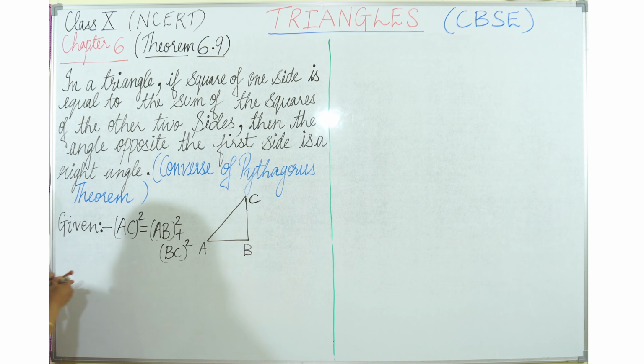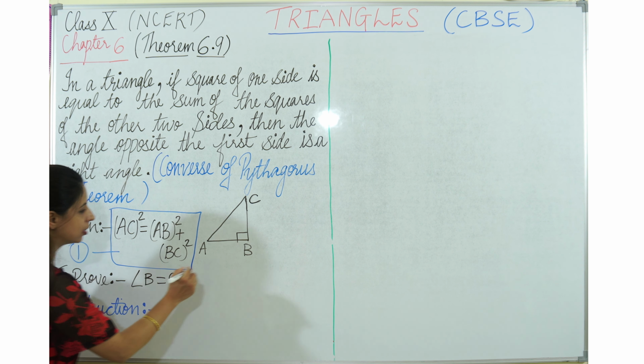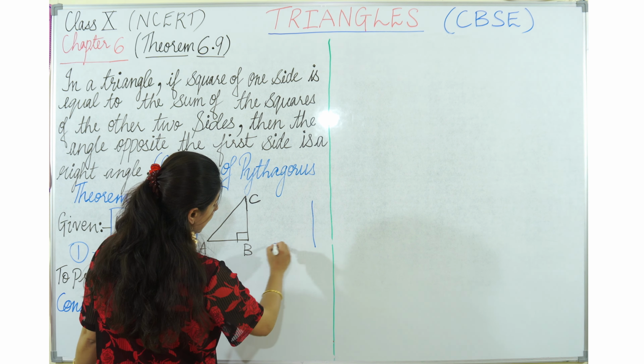So for that we need to make a construction. Let us write down the construction, what all we need to do. For the construction we need to take another triangle PQR such that angle Q is 90 degrees, and PQ side should be equal to AB and QR side should be equal to BC.